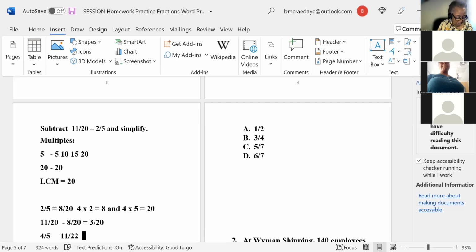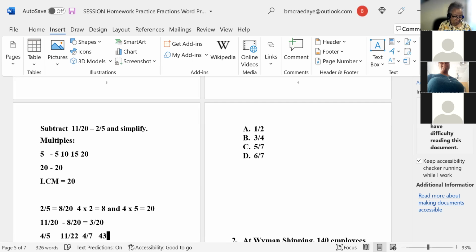All right. What about 4 over 7? Simplified or not? Simplified. Yes, no factors in common. 4 has 1 and 2 and 4, but 7 has only 7 and 1, so they only have 1 in common, right?